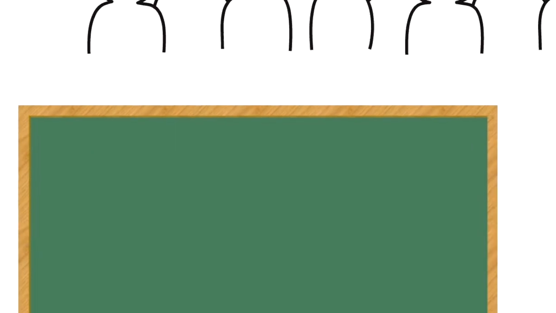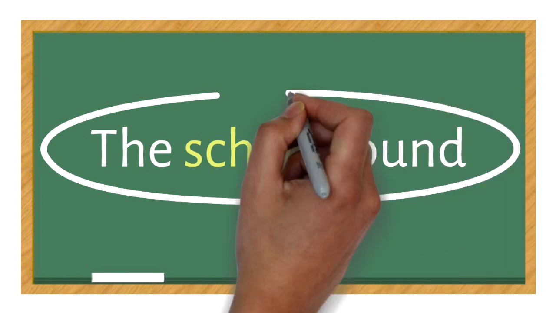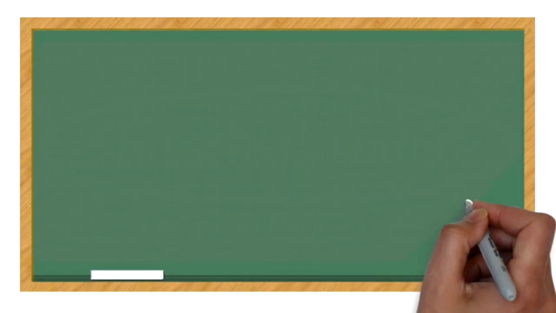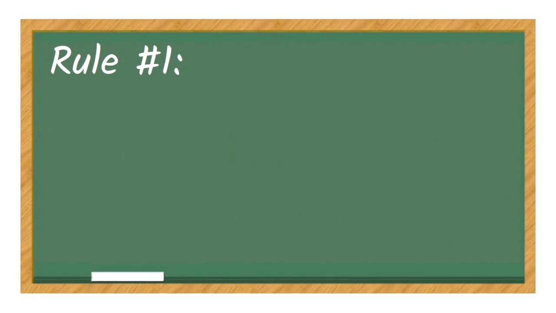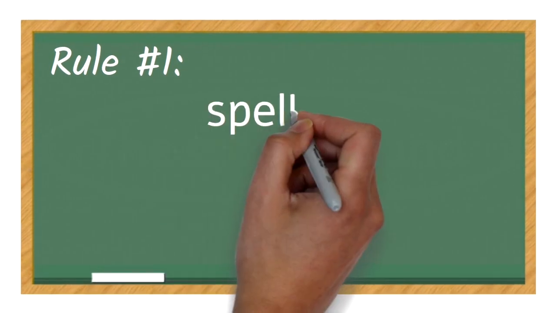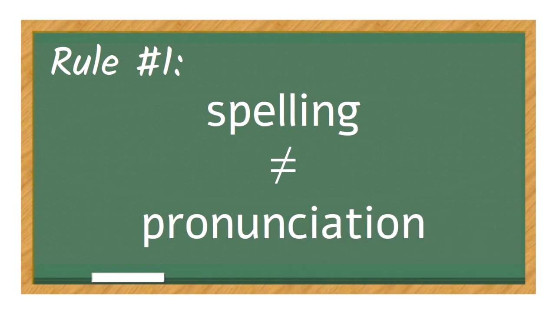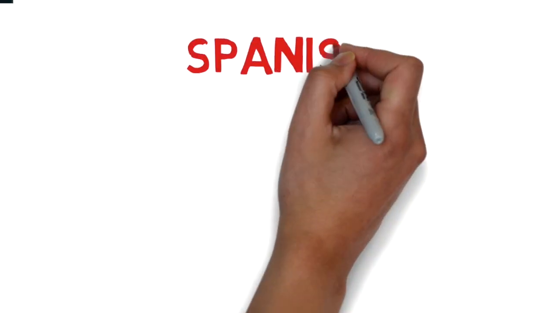Okay, let's begin. The schwa is the most common sound in English. But what sound is it? First, let's talk a little about English pronunciation in general. Rule number 1 about English pronunciation. Words are not always pronounced like they are written. Many other languages like Spanish, Russian, Korean are not like that. In those languages, you read what you write.